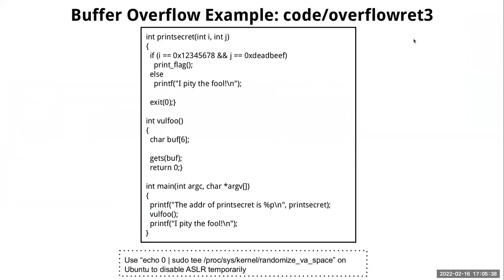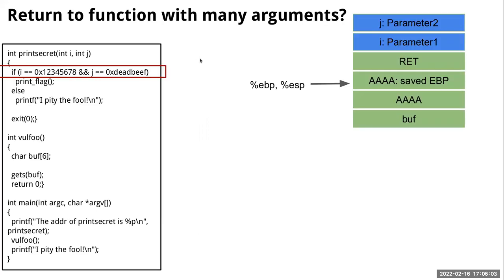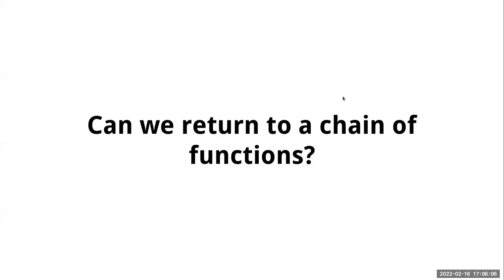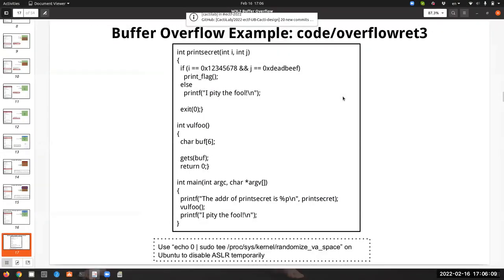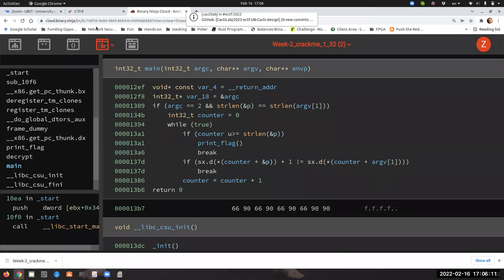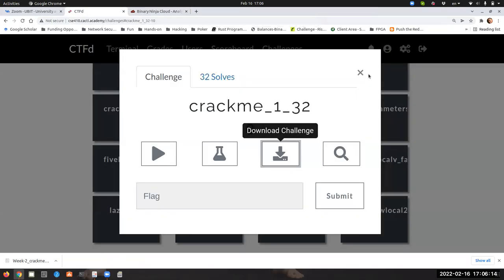So the second argument will be just above that, right? So look at this challenge. This is overflow return 3. Everything stays the same. The same main function, the same vulnerable function. The only difference is the print secret function takes two arguments. Both of them are 4 bytes. And we're comparing the values of those. So what is the size of your buffer? Do you remember?